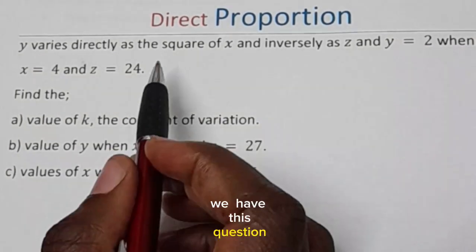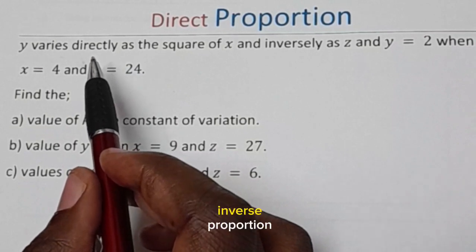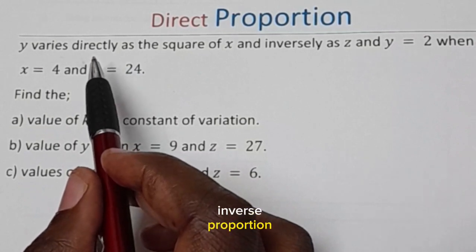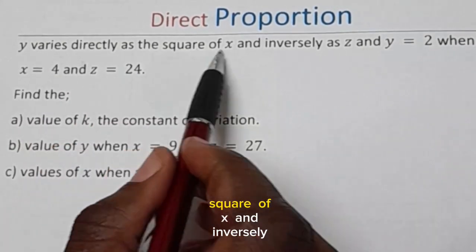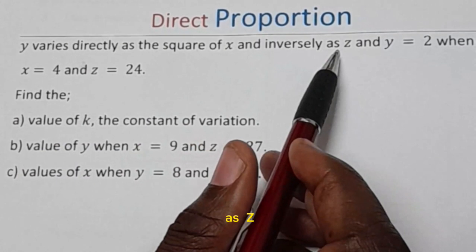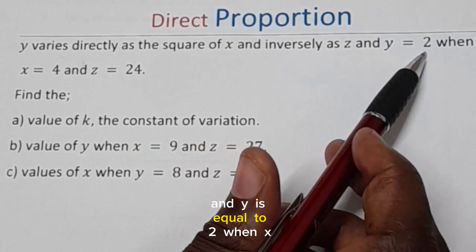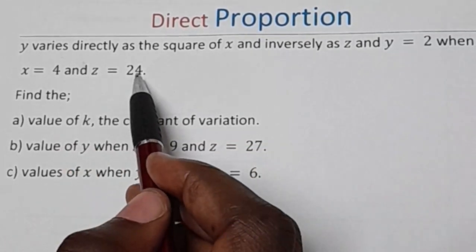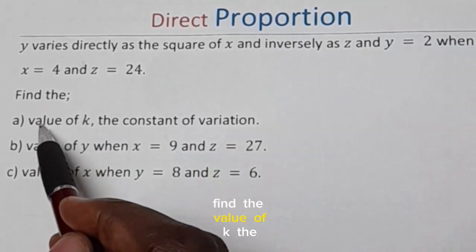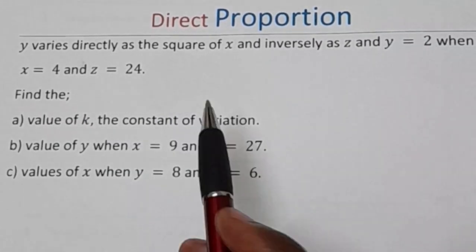So we have this question that involves both direct and inverse proportion. The question says y varies directly as the square of x and inversely as z, and y is equal to 2 when x is equal to 4 and z is 24. Find the value of k, the constant of variation.